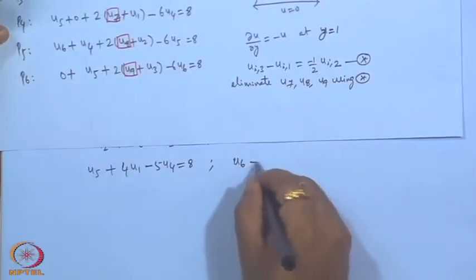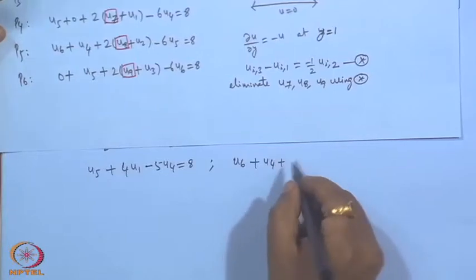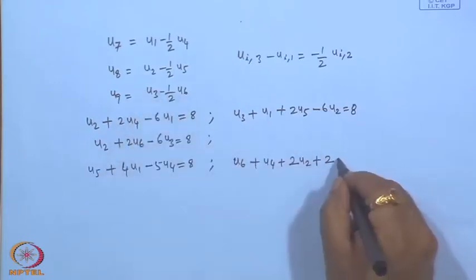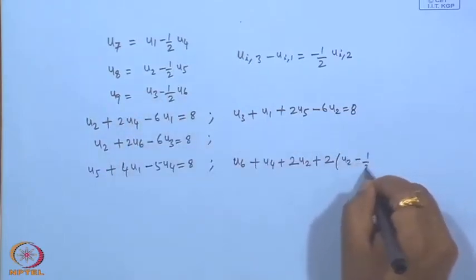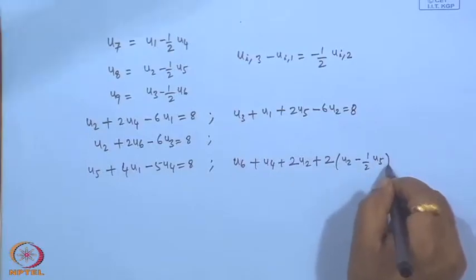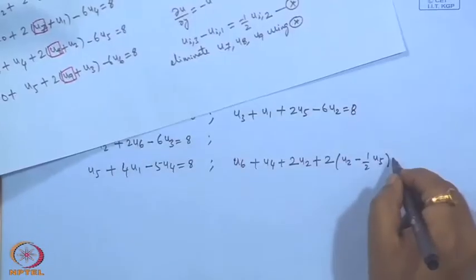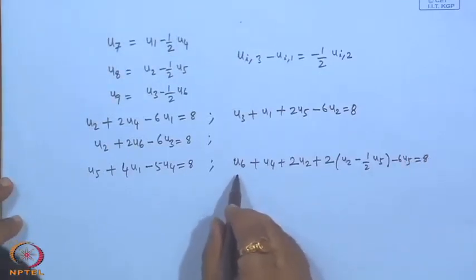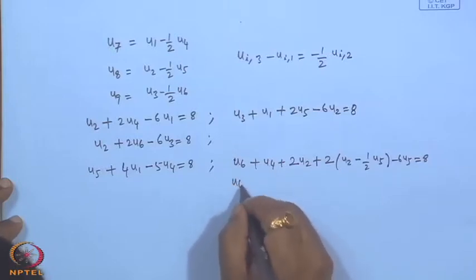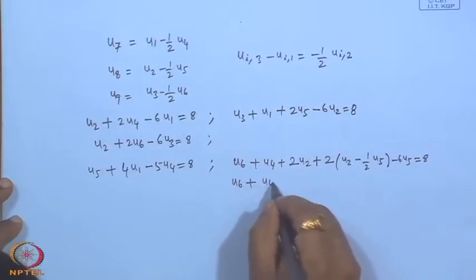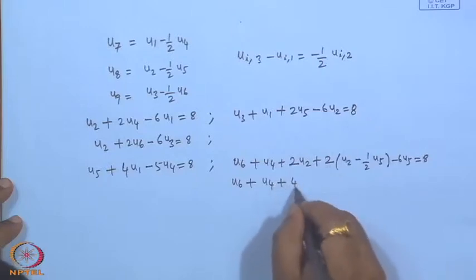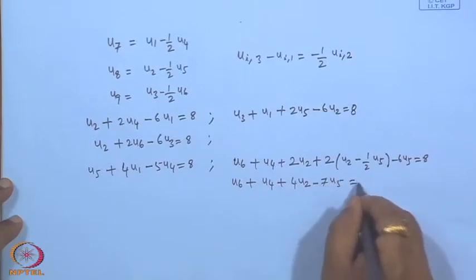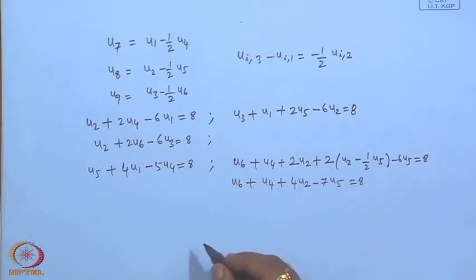So, u 6 plus u 4 plus 2 u 8. So, 2 u 2 plus 2 u 8 and u 8 we have, and minus 6 u 5 equals to 8. So, this gets simplified: u 6 plus u 4 plus 4 u 2 minus u 5, so minus 7 u 5 equals to 8. Then the third equation.